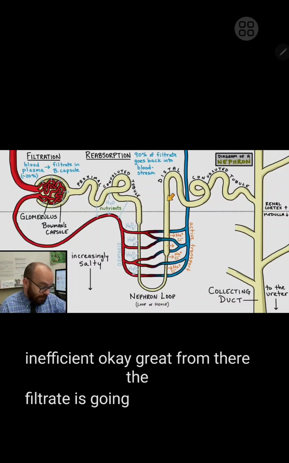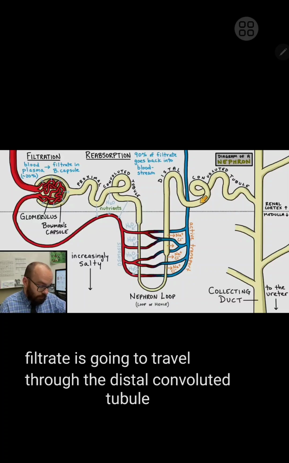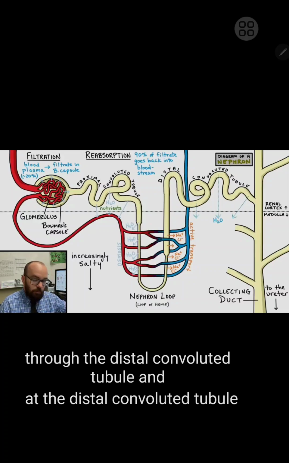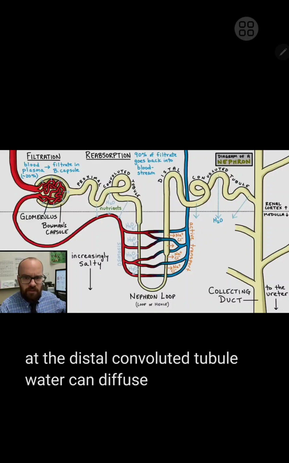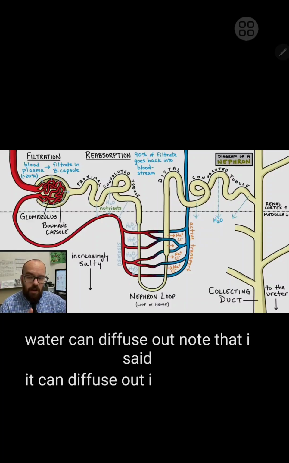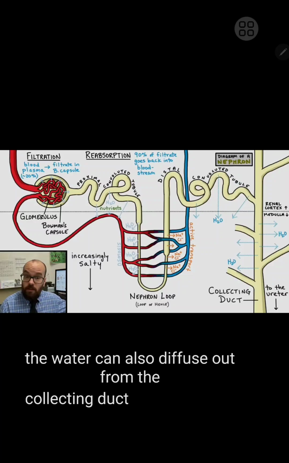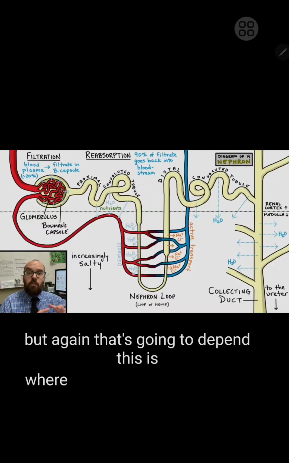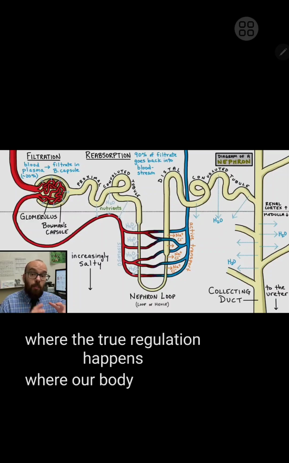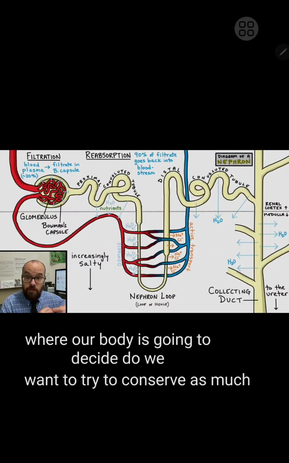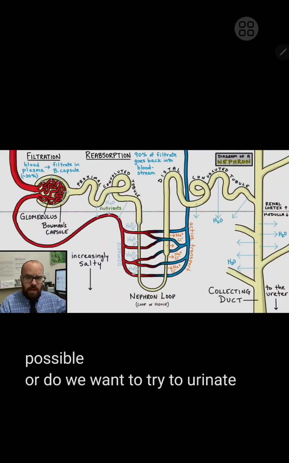Okay, great. From there, the filtrate is going to travel through the distal convoluted tubule, and at the distal convoluted tubule, water can diffuse out. Note that I said it can diffuse out. I didn't say that it will. That depends on something. The water can also diffuse out from the collecting duct. But again, that's going to depend. This is where the true regulation happens, where our body is going to decide, do we want to try to conserve as much water as possible, or do we want to try to urinate out a lot of water?